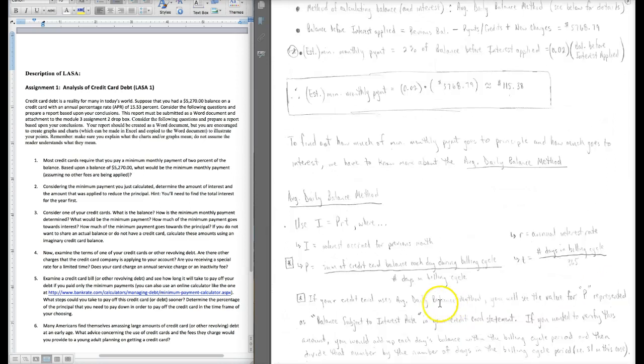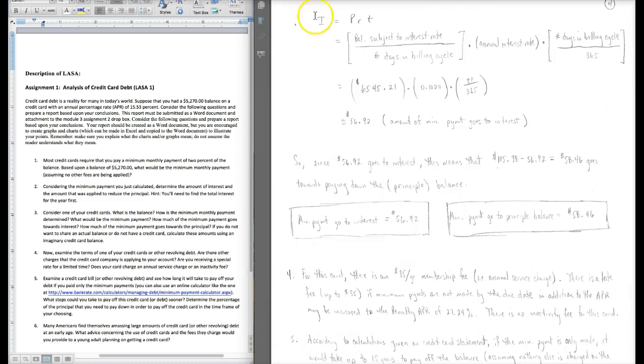And so here I'm just stating below that this balance subject to interest rate, if you're using the average daily balance method here, you'll see this value for P. It should be the same thing as what we're calculating here, but you want to verify it, okay? So that's all I'm trying to say here, okay? All right, so moving on. So now we have the balance subject to interest rate.